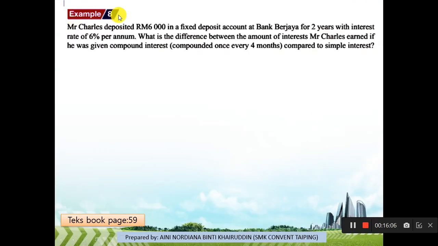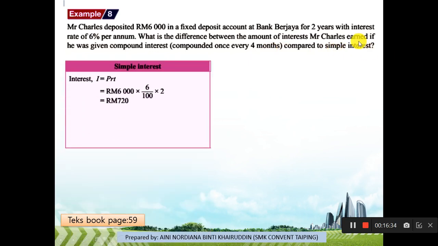So example 8, Mr. Charles deposits 6,000 in a fixed deposit account at Bank Berjaya for 2 years with interest rate 6% per annum. What is the difference between the amount of interest Mr. Charles earned if he is given compound interest compounded once every 4 months compared to simple interest? So simple interest, I equals PRT. This is Mr. Charles' principal, 6,000 times 6% times 2 years equals 720.